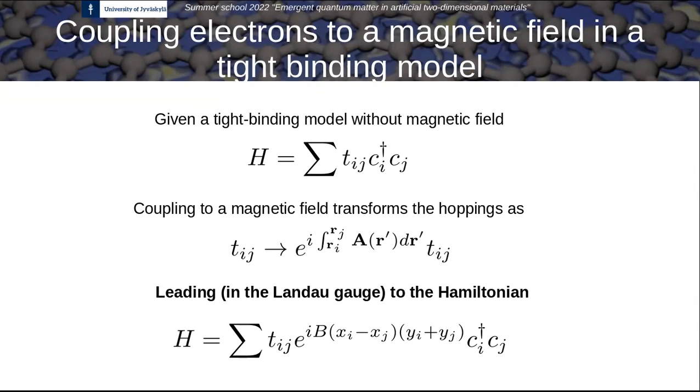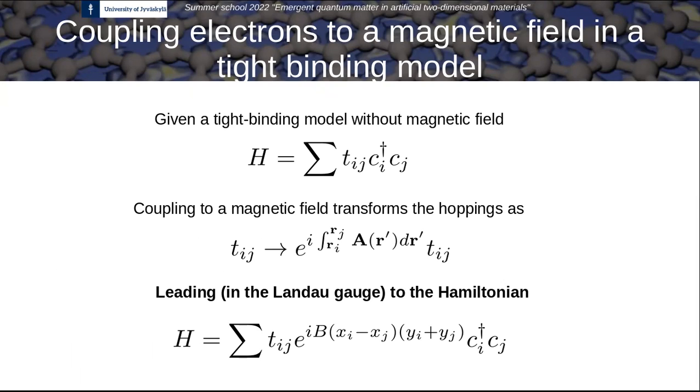All right, so that is in the continuum limit, but many times, or most of the time, we have been actually working with tight-binding models, right? And in a tight-binding model, there's in principle no momenta. So we don't have P in the tight-binding model. The only thing that we have in a tight-binding model is hoppings. So now the question for us is, how are we going to couple a magnetic field to a tight-binding model?